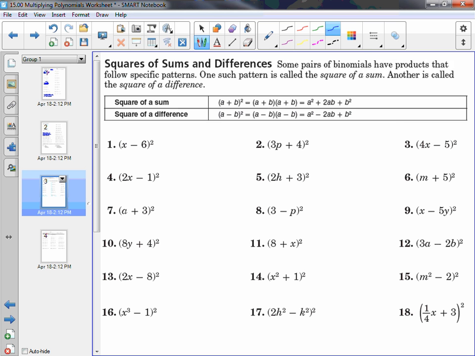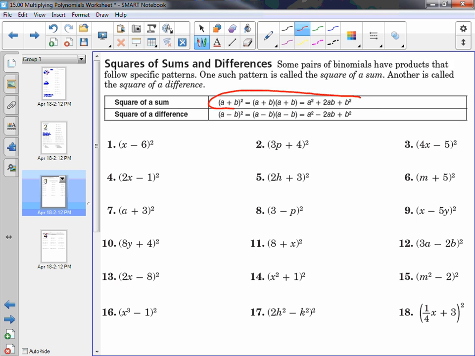All right. It works this way. You can use the FOIL method. You can just simply rewrite that as x minus 6 times x minus 6, and you'll be fine. It'll work. Do it just like we did the other examples. You'll get the right answer. Okay? But there's also a technique, and it's this.